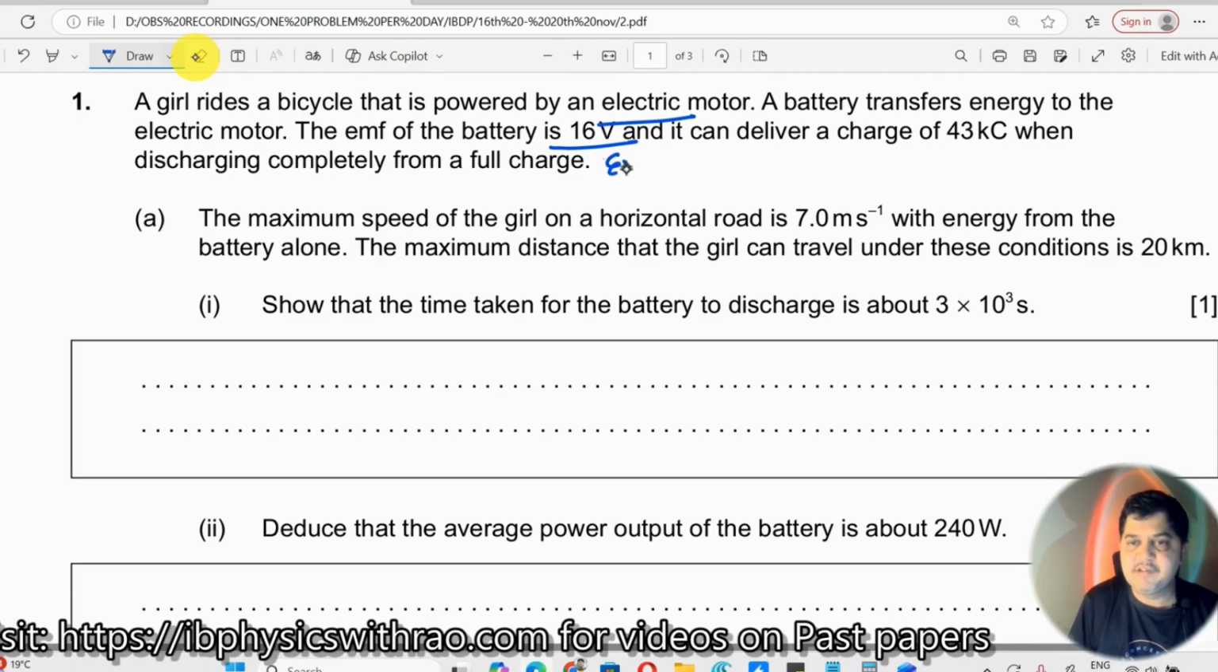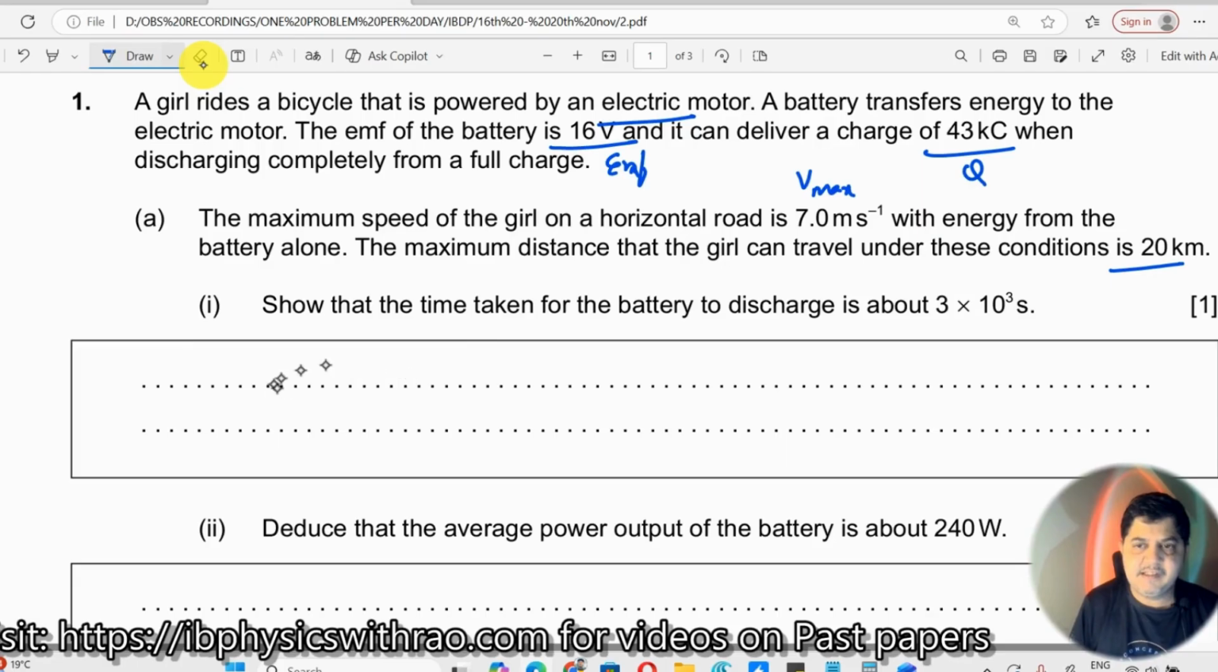Okay, that is given to you, and it can deliver a charge of 43 kilocoulombs. Q is given. When discharging, we complete the full charge. Okay, the maximum speed of the girl on a horizontal road is 7 meter per second. This is v max. Okay, and the energy from the battery alone, the maximum distance that the girl can travel under this condition is 20 kilometers. Show that the time taken for the battery to discharge is about 3 into 10 cube seconds.